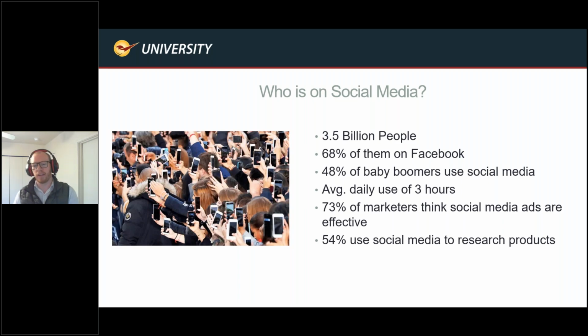73% of marketers think social media ads are effective. That number really should be higher. They could be the best form of advertising that's ever existed, but that's just my personal opinion, that's not fact. And 54% of people use social media to research products.